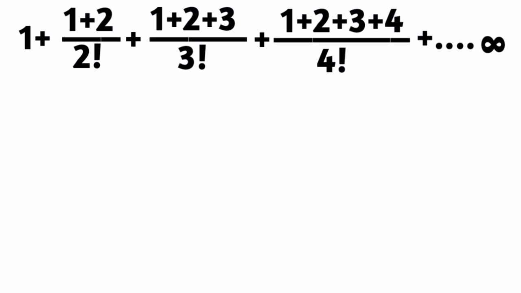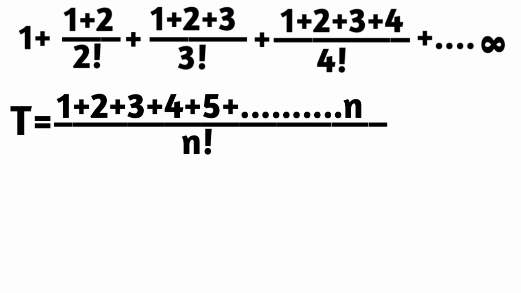And here, if we try to find the general term of the given series, it is very easy. We can say that the nth term of the given series can be written as 1 plus 2 plus 3 plus 4 plus 5 plus 6 ... and finally n, divided by factorial n, where n is the number of terms.